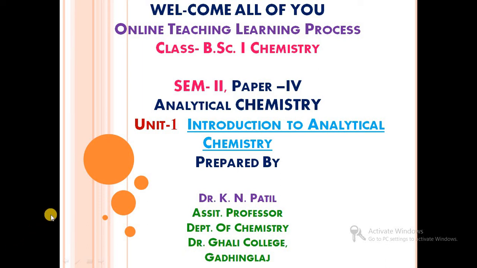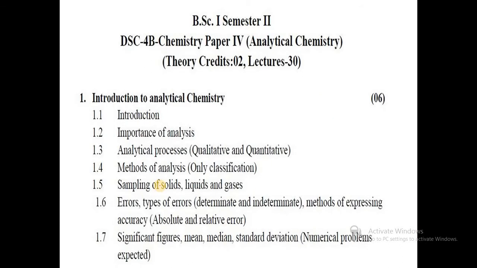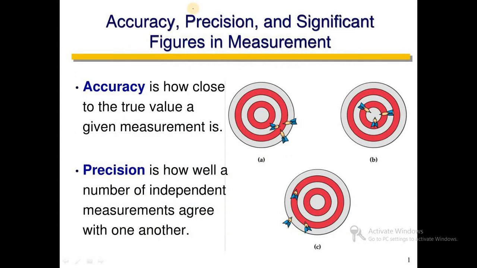We have started paper number 4, Analytical Chemistry, in which we have seen unit number one, introduction to analytical chemistry. In our last lecture we saw about the indeterminate errors and the error curve, and in this lecture we will see methods of expressing accuracy, that is absolute and relative error. Before that, we will see what accuracy, precision and significant figures in measurements are.